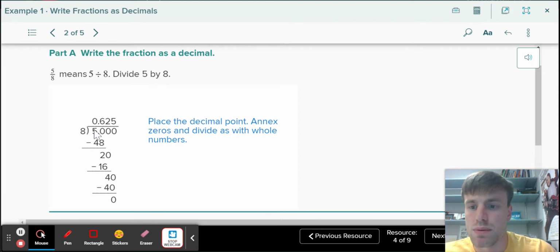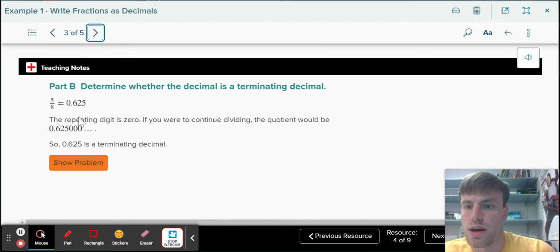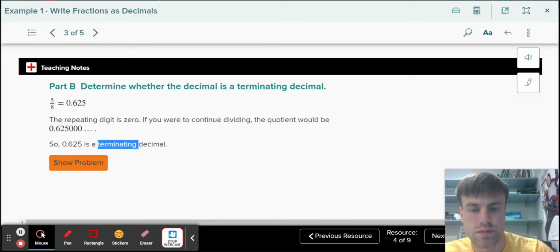If I did this by hand, I would add my decimal point and start filling in digits, figuring out how many times 8 can go into this digit and this digit and this digit. And I end up getting 0.625. I do that by hand, and you can also check that on your calculator. You can type in 5 divided by 8, and you'll get that decimal 0.625. So definitely add this answer to your notes. Since this decimal ends or terminates, that is why we call it a terminating decimal.